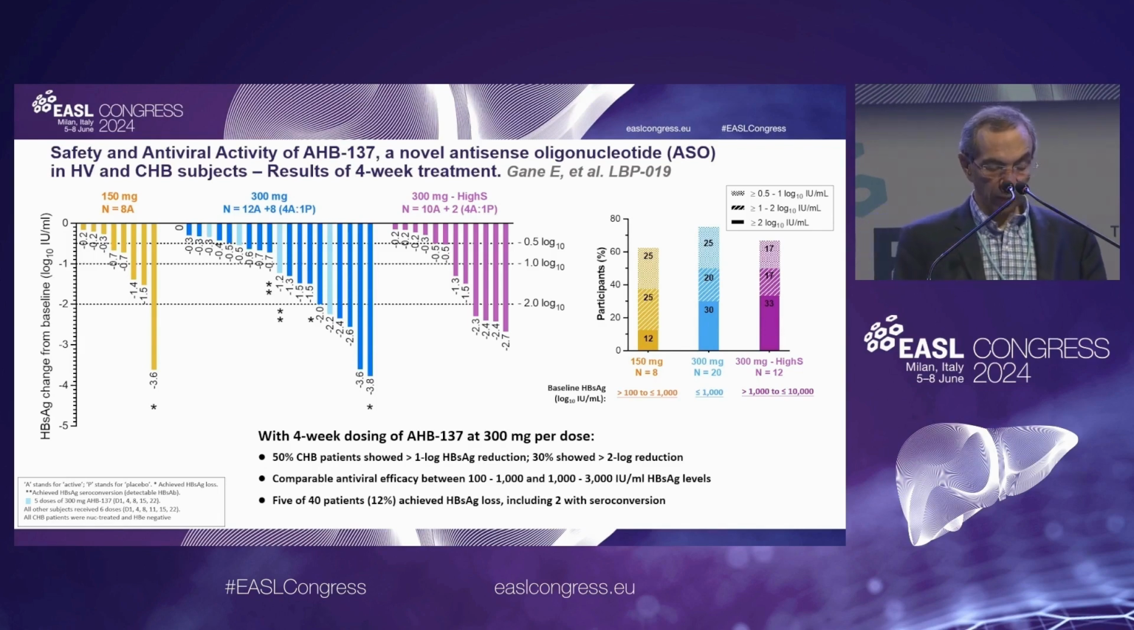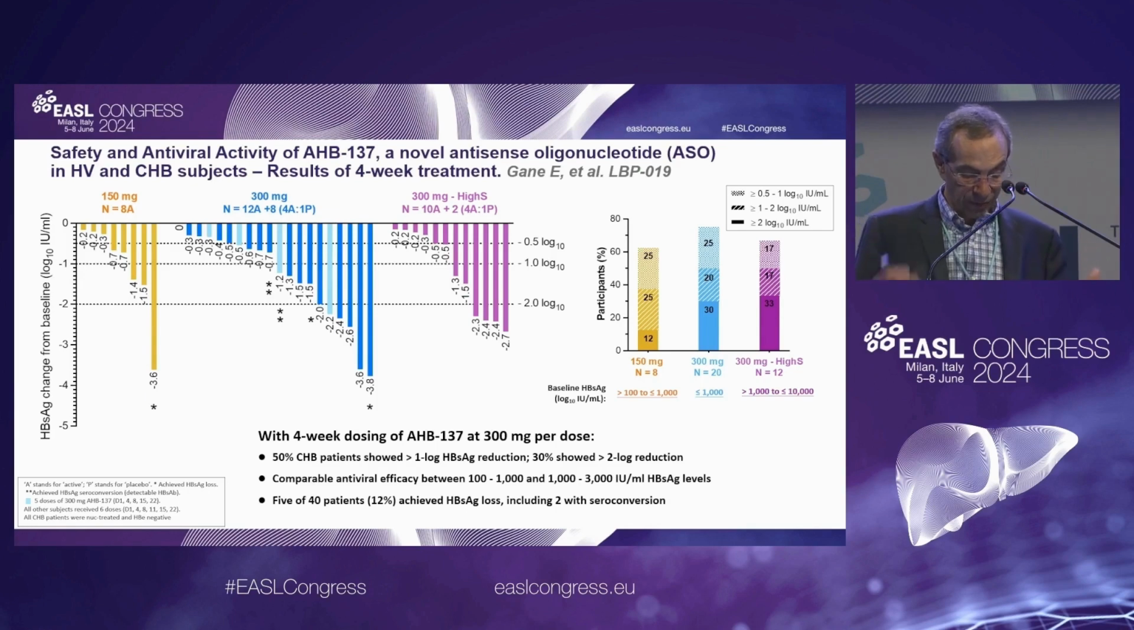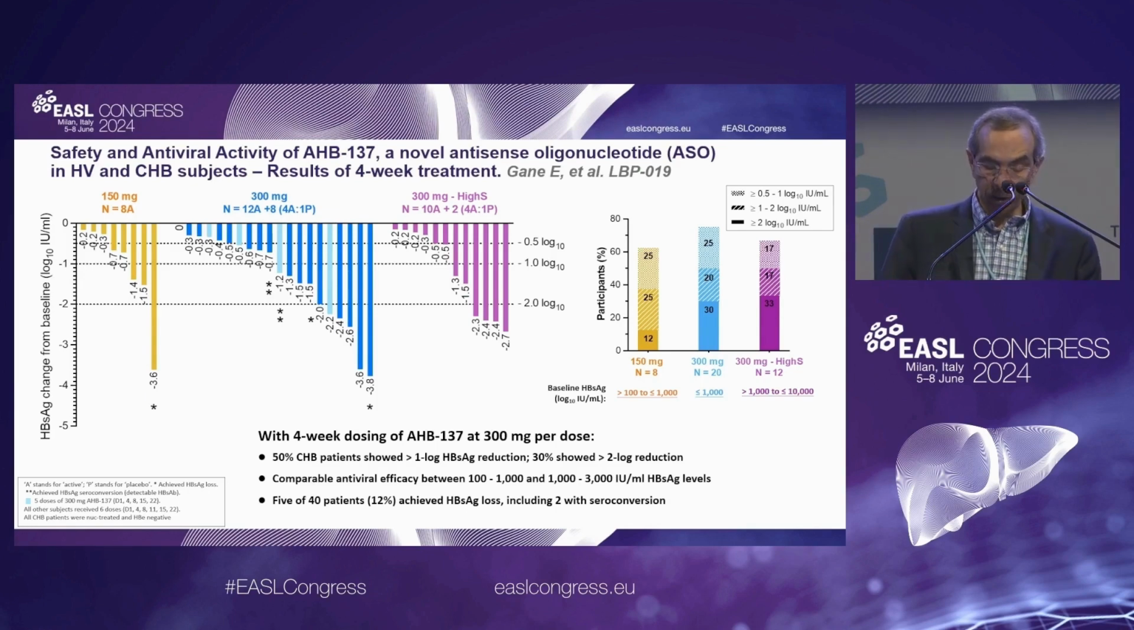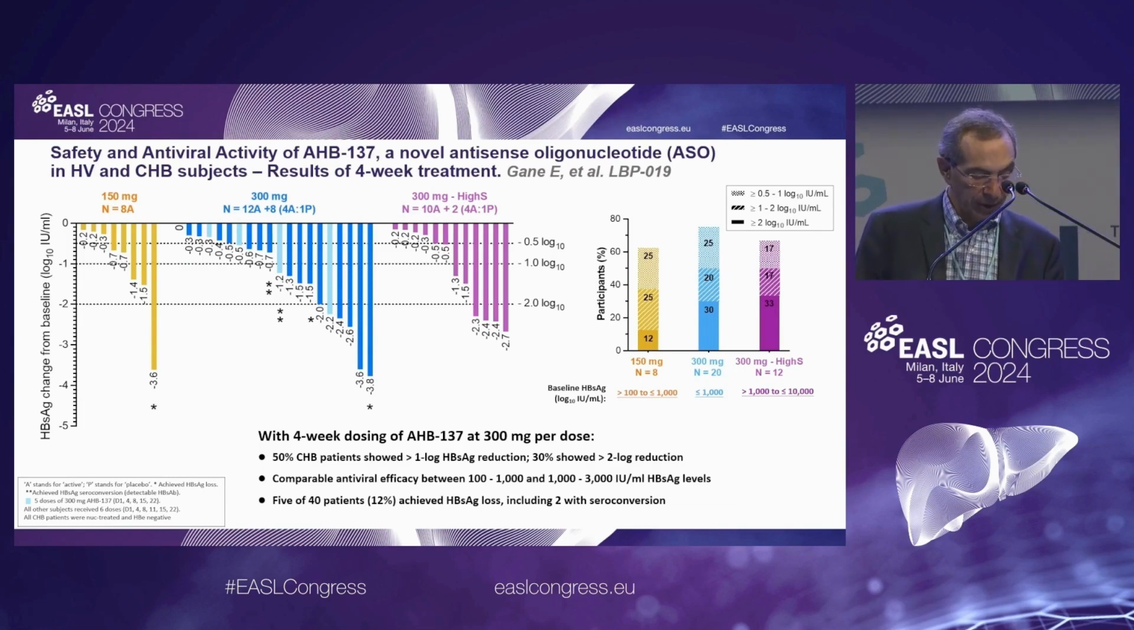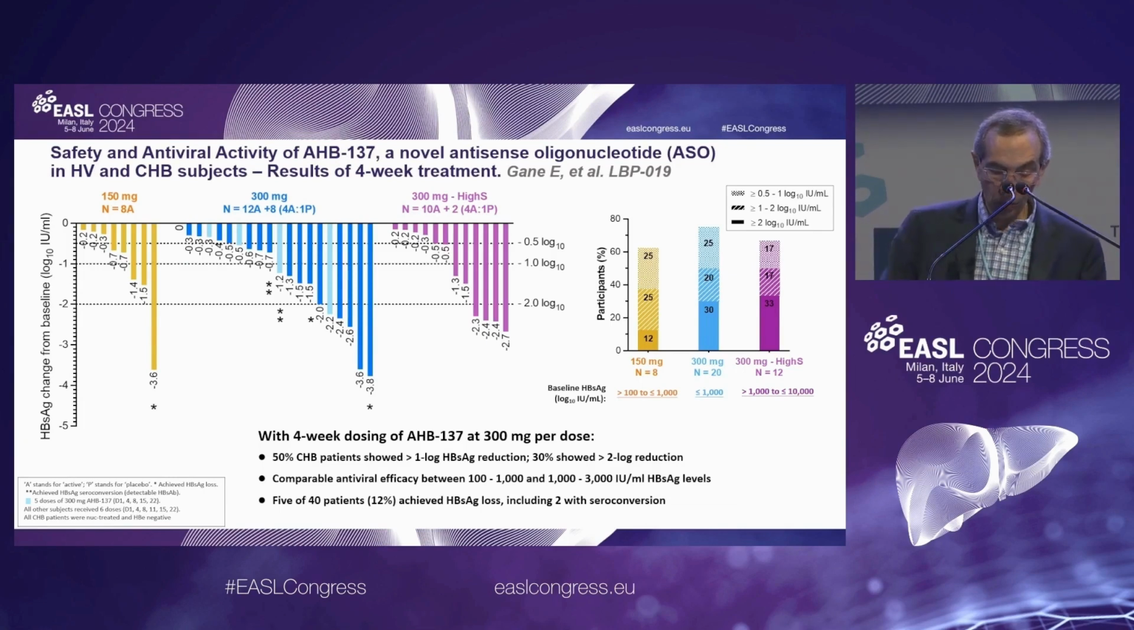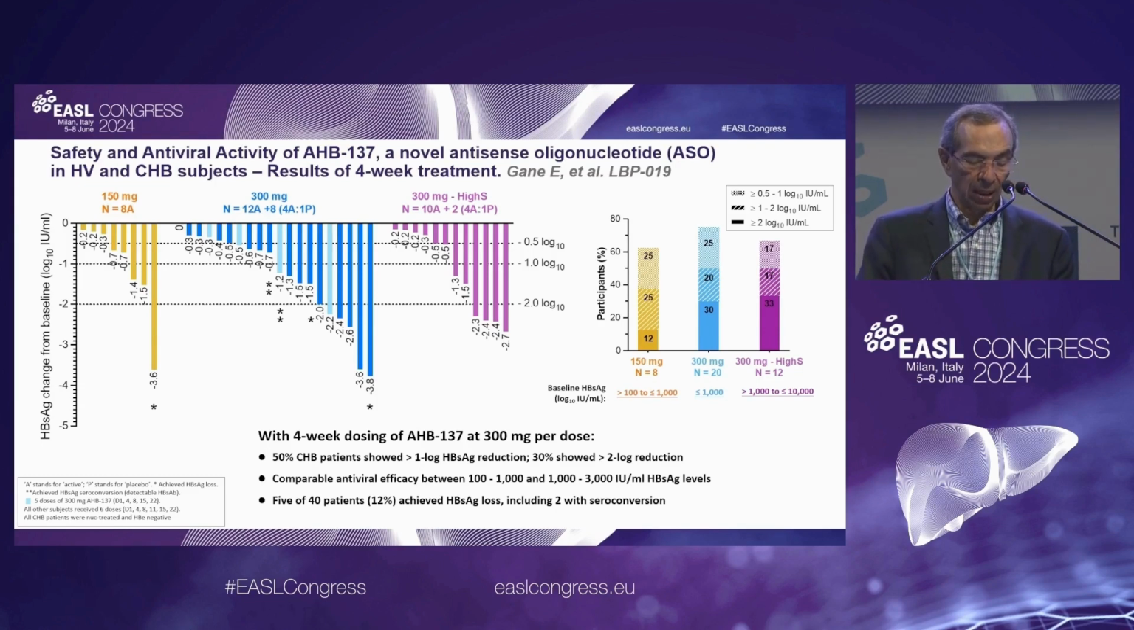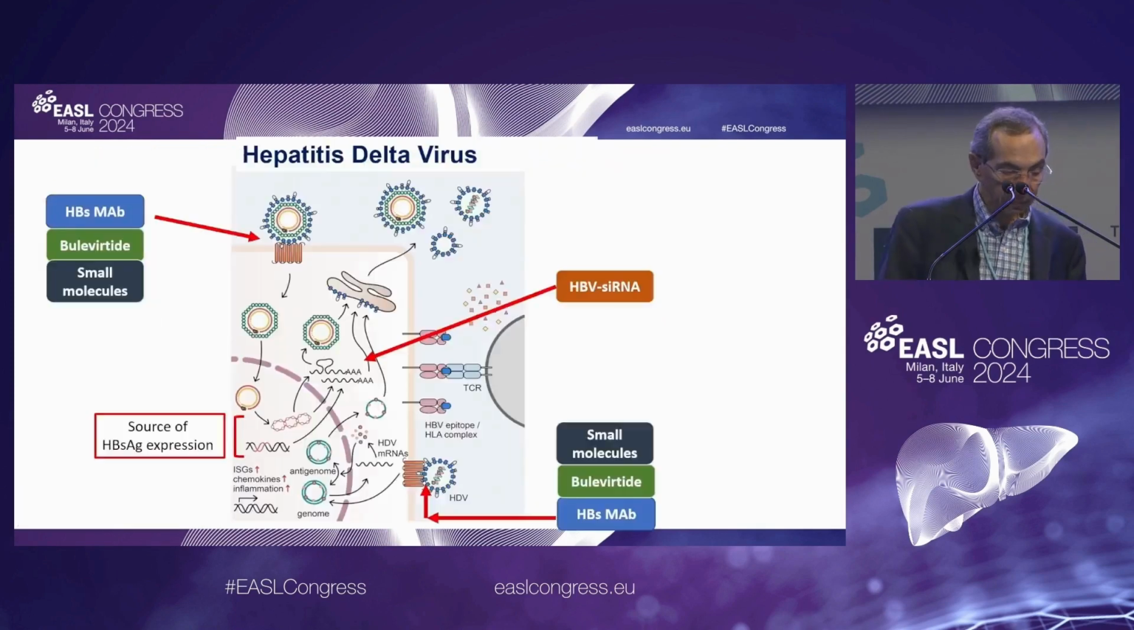Gane, the results of a 4-week treatment. After 4 weeks, 50% of patients showed more than 1 log reduction of HBsAg and 30% more than 2 log reduction, and 5 of 40 patients achieved HBsAg loss within this short duration. And now we are eager to see the longer term follow-up. But overall, what we start to see repeatedly in clinical trials is that we can achieve HBsAg loss, at least in some patients.